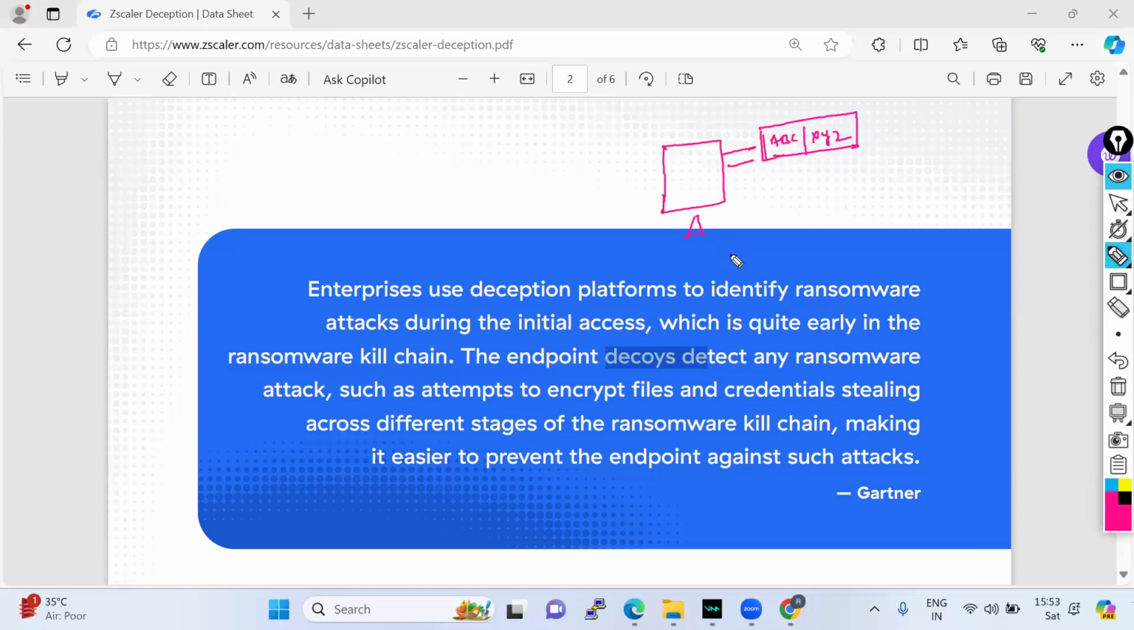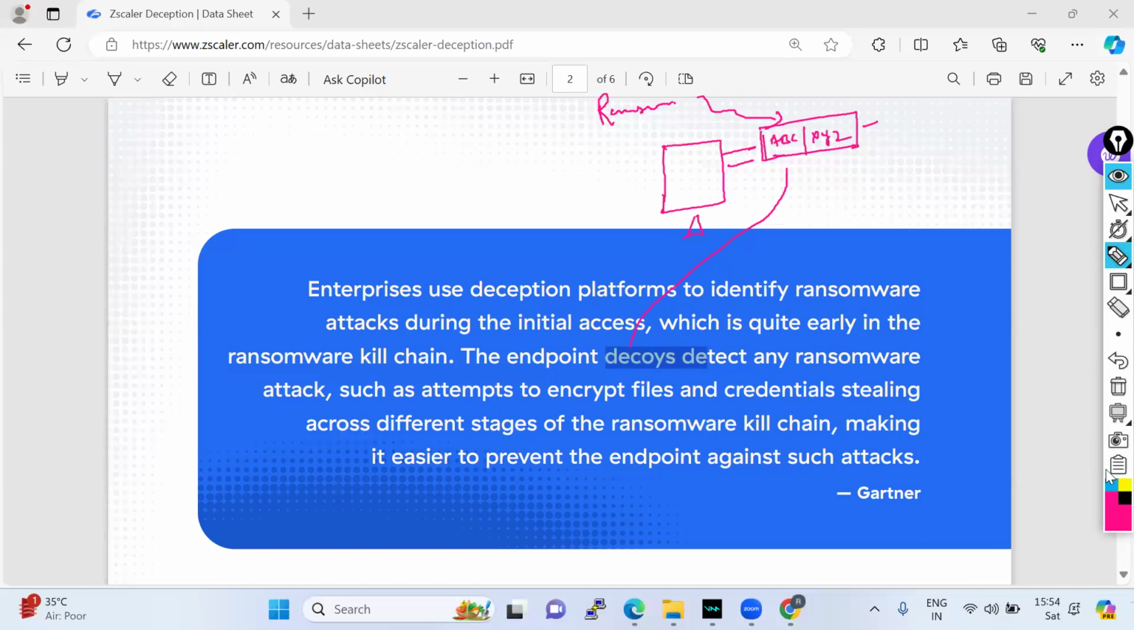Not my PC is going to understand, but the ransomware attacker is going to think, hey, I found the credentials, let me try to log in by using these credentials. But he is going to be in a trap. Once he touches these false credentials, he is going to be lured by the decoy. The decoy is going to understand, hey, someone is touching this credential, that means he is not a legitimate user, and it is going to capture him.